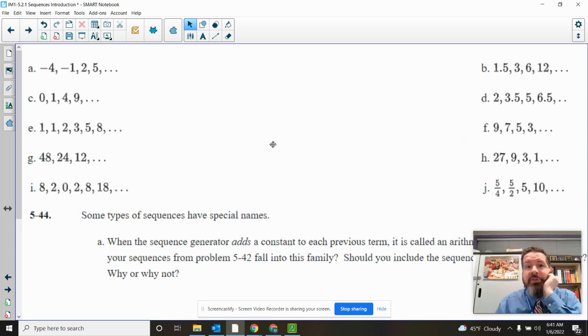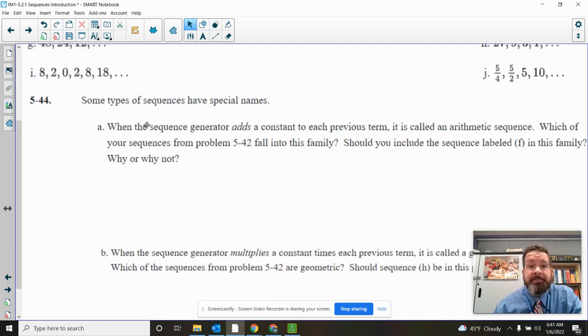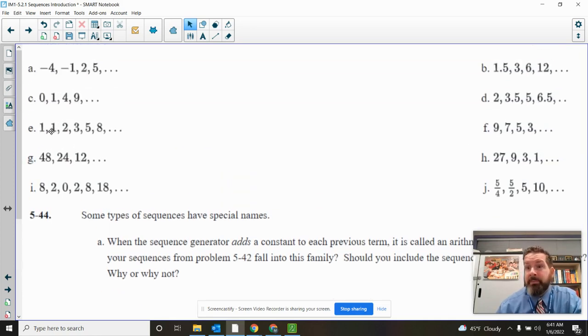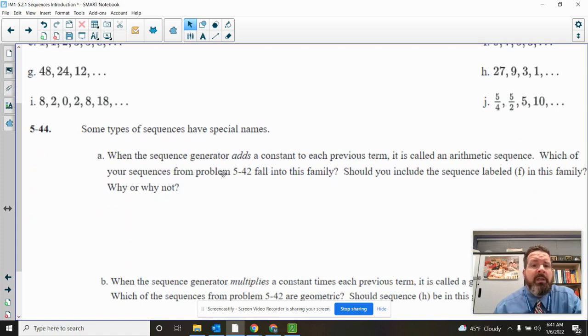Of these, there are two particular types that are a little more common, and those are the ones we're going to focus on today. Here's the first. A sequence generator, all that means is that the pattern of the sequence is that you add the same number to each previous term. A term is just referring to the number in the sequence. So the first number is the first term. The second number is the second term, the third term, the fourth term, etc. When you add the same number each time, you get what's called an arithmetic sequence.